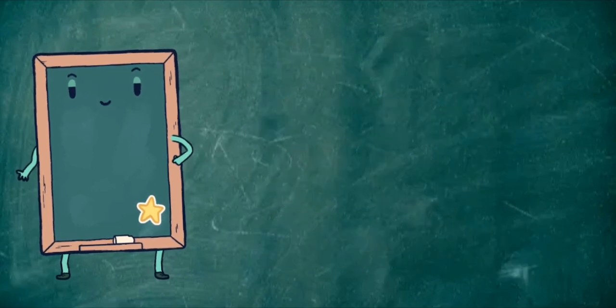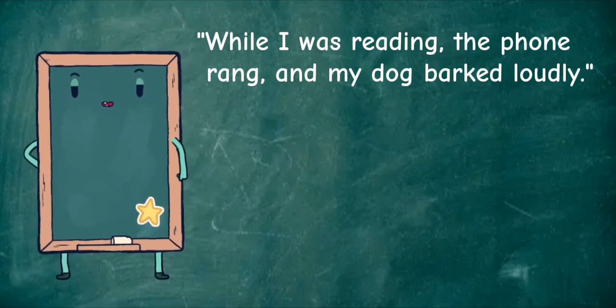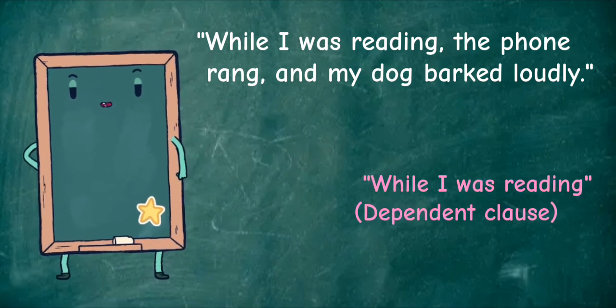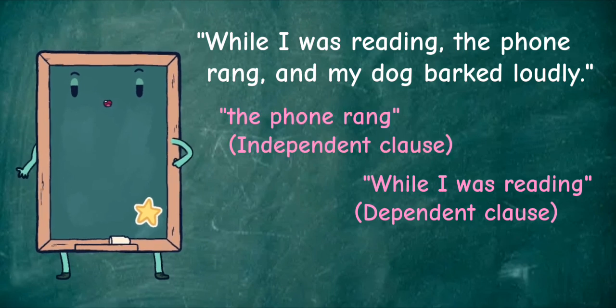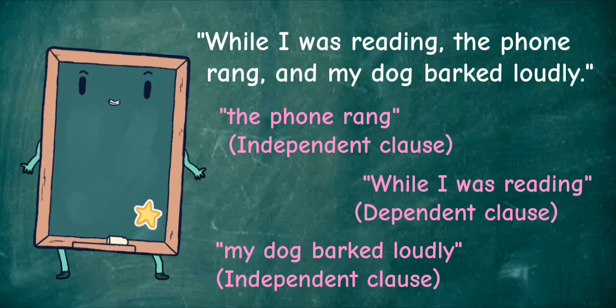Example of a compound complex sentence. Number 1. While I was reading, the phone rang and my dog barked loudly. While I was reading, dependent clause. The phone rang, independent clause. My dog barked loudly, independent clause.